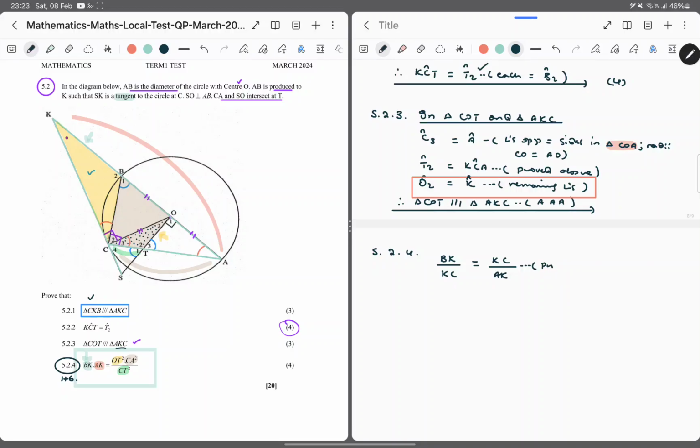You can say these are the proportional sides of similar triangles in 5.2.1. Sometimes we just say that. See, pointing reference to that, we already understand. Okay, all right, and then we do the cross multiplication. We can see therefore that BK times AK is going to be KC squared.